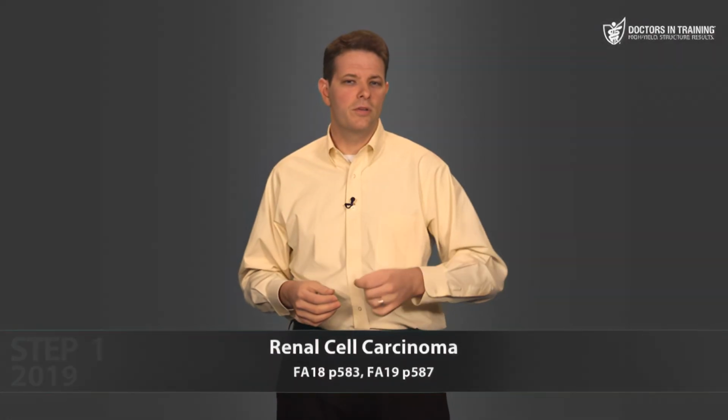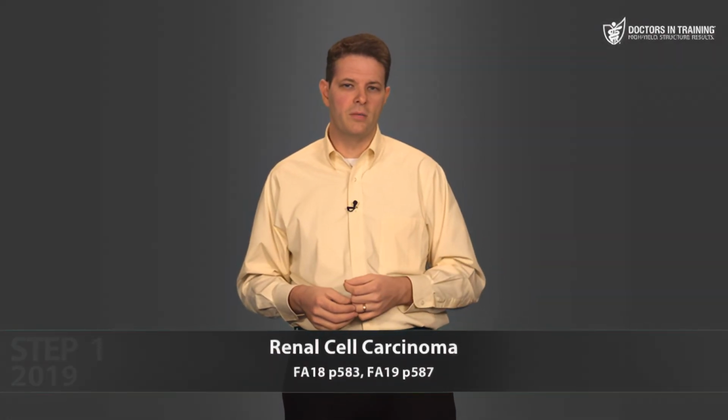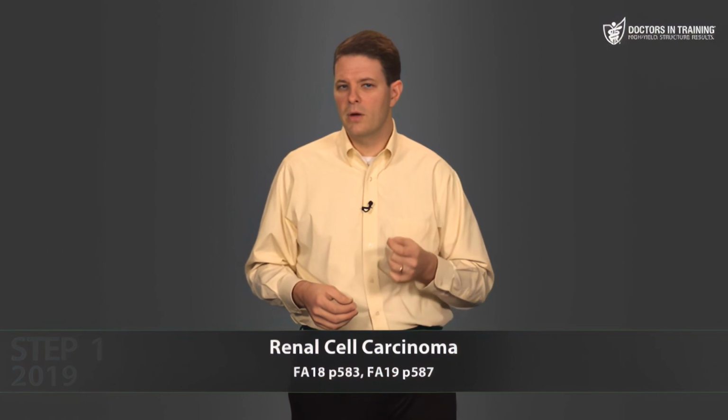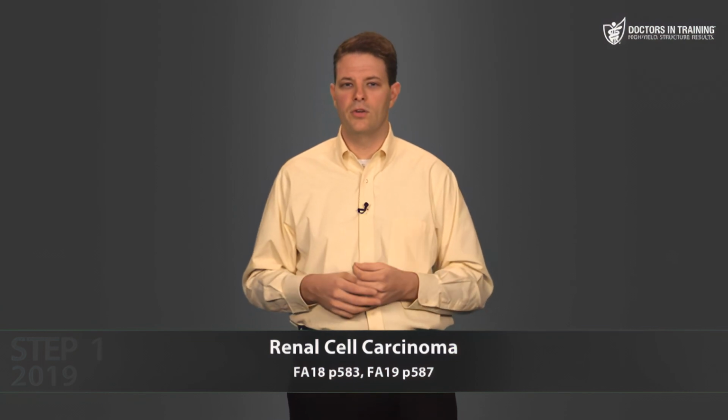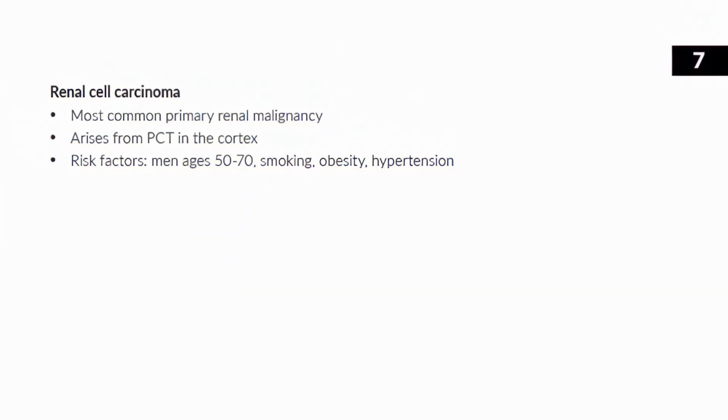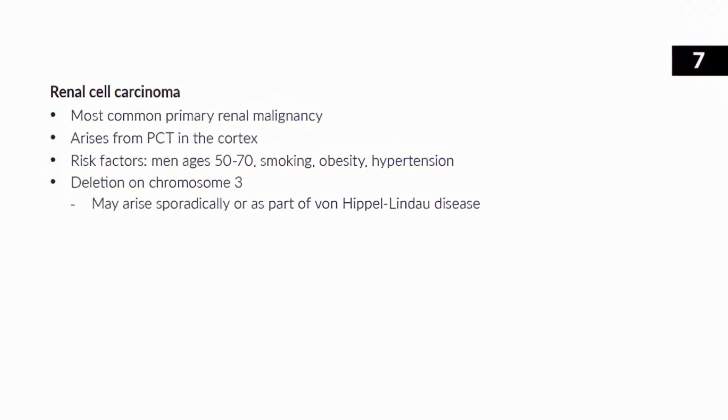Let's discuss some tumors of the urinary tract, starting with renal cell carcinoma. This is the most common primary renal malignancy, or tumor of the kidney itself. It originates in the renal cortex, in the cells of the proximal convoluted tubules. Renal cell carcinoma is more common in men in their 50s and 60s. Risk factors include smoking, obesity, and hypertension. And while it often arises sporadically, it can also be seen as part of von Hippel-Lindau disease with a deletion mutation on chromosome 3.